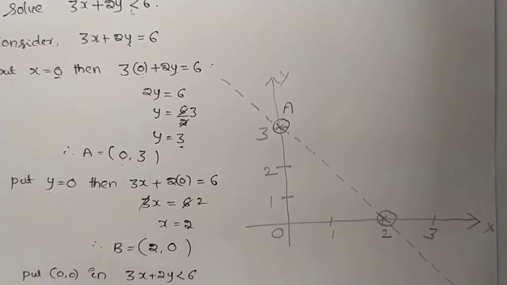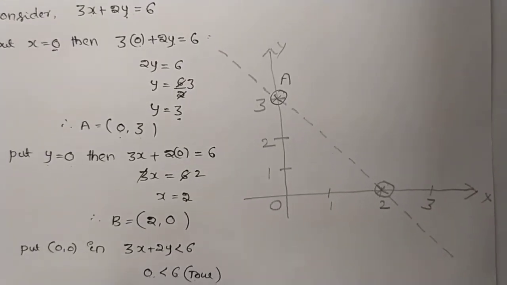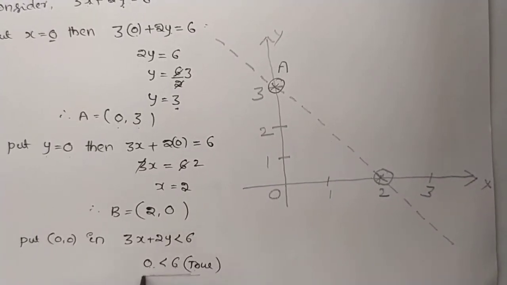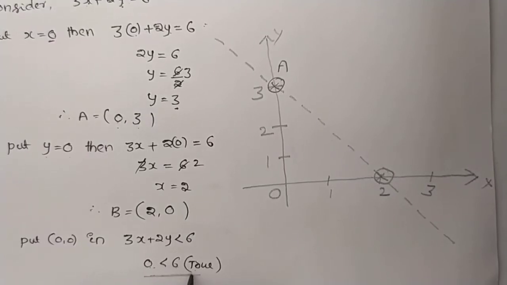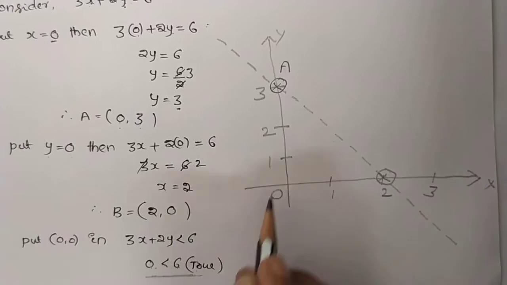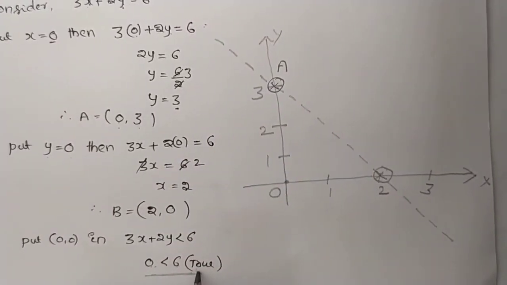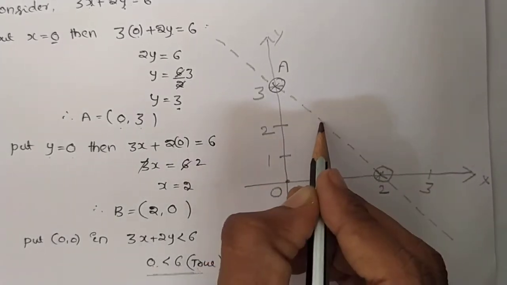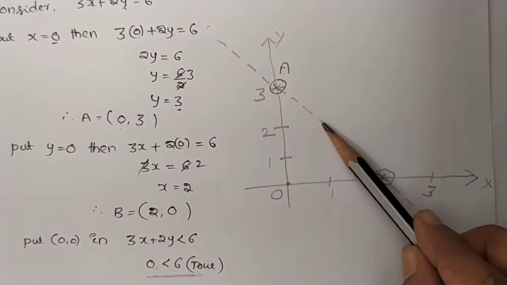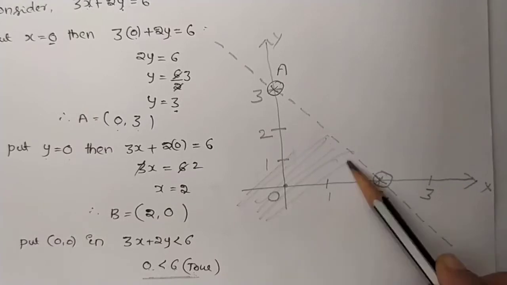Understood? Now one more thing, you just observe: the inequality is given true. If it is true, then we have to shade towards the origin. Here we have the origin. If it gives true, then we shade towards the origin, like this.